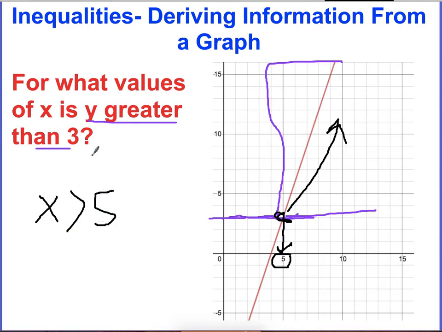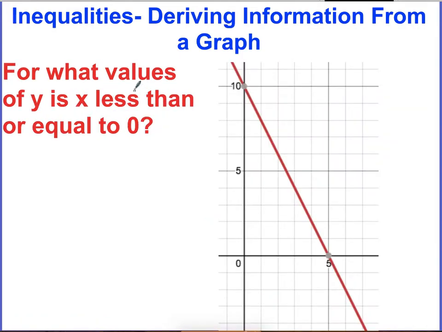And let's check for reasonability too. y is greater than 3, so it's becoming greater than 3 there, and x is greater than 5. If it would have said greater than or equal to 3, then I would have needed an equal sign under here because this is exactly where y is 3.